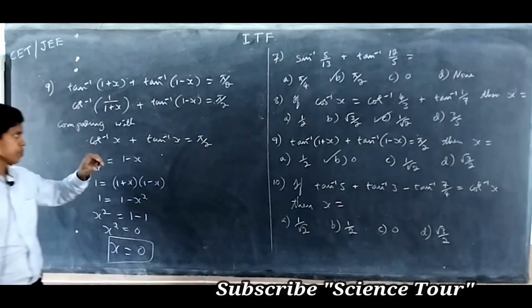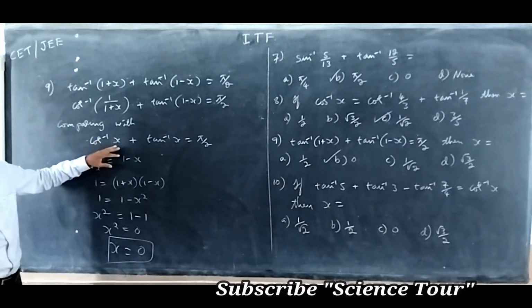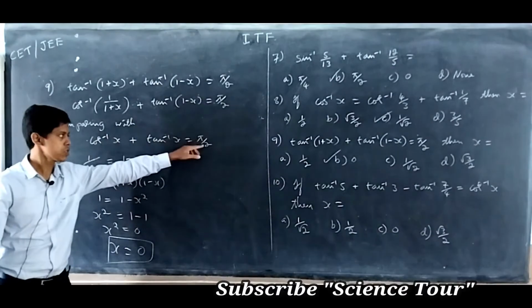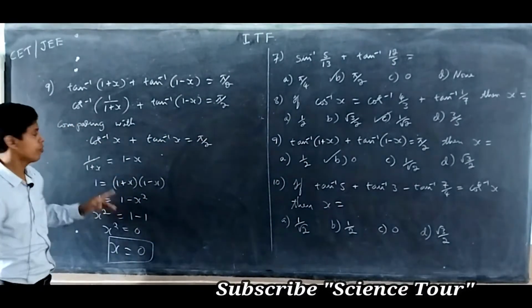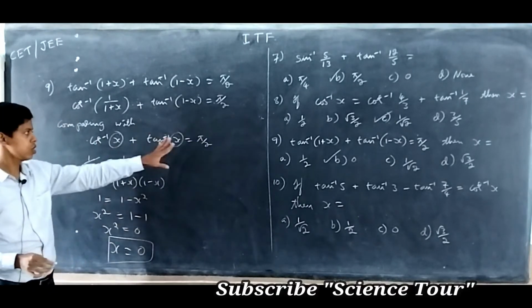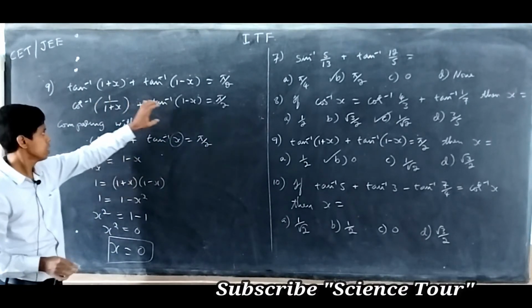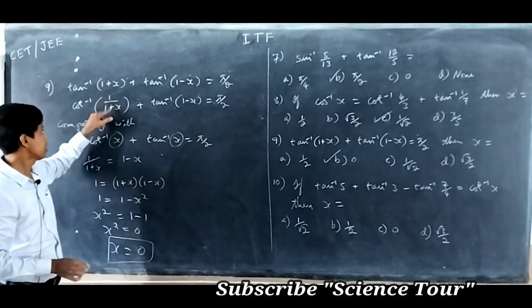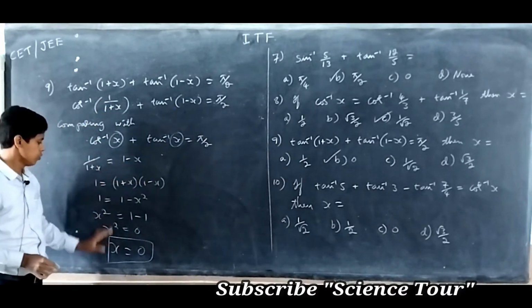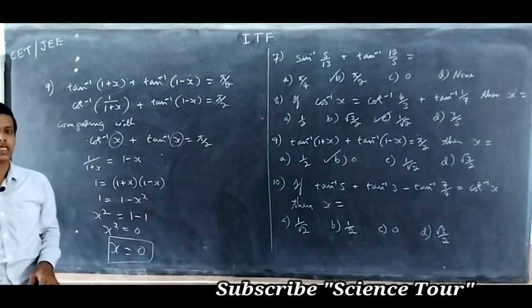So this is another method that we have used. See, tan inverse x plus cot inverse x will be 90 only if these two quantities are equal. If they are equal, then only it will be 90. So this must be equal to this. So 1 by 1 plus x must be equal to 1 minus x. If they are equal, you will easily get the value of x here.